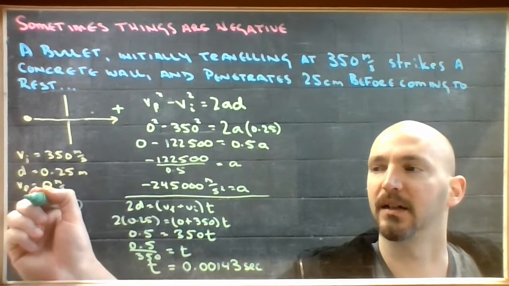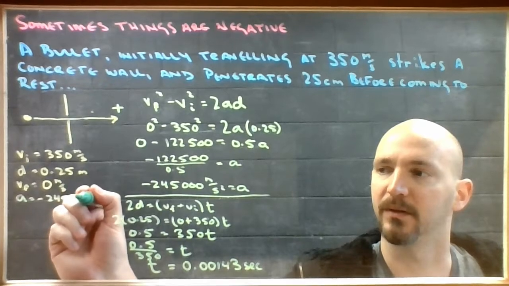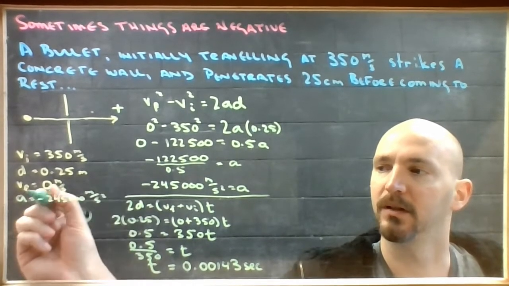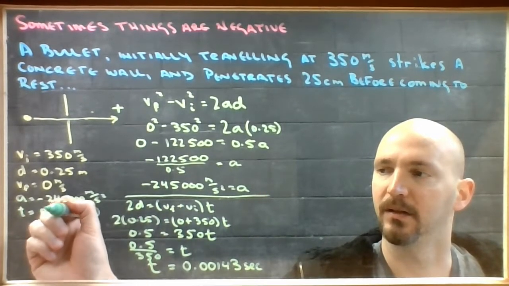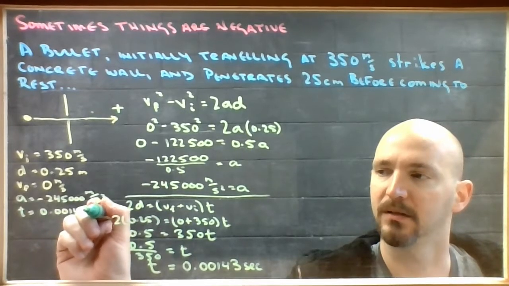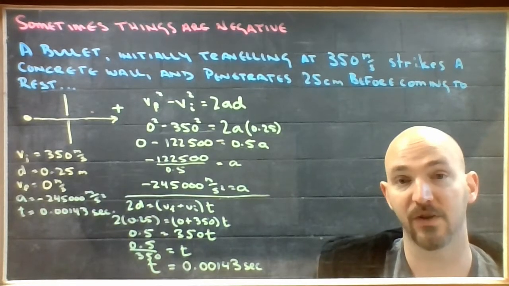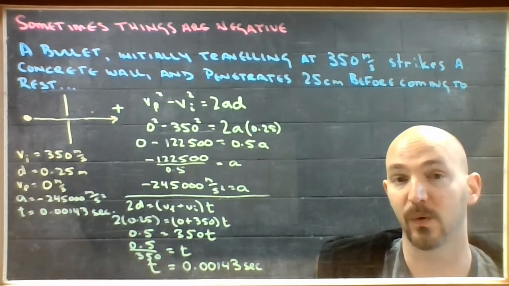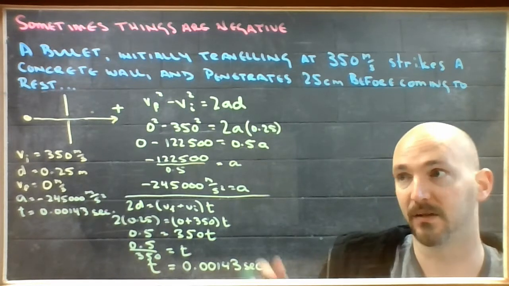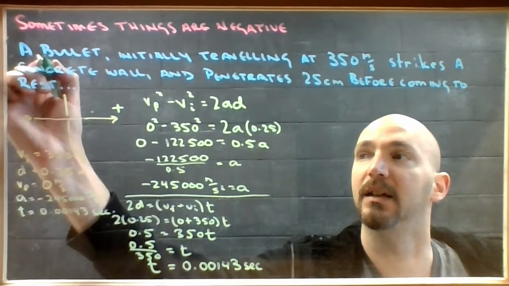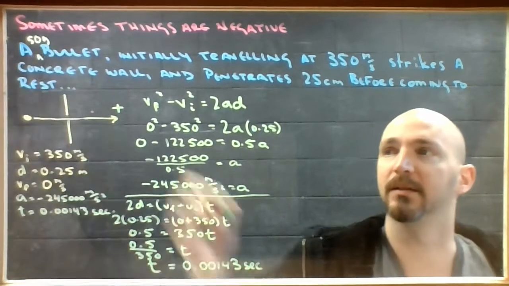So we've got our remaining kinematics variables solved: a is negative 245,000, and t is 0.00143 seconds. So we need to get the power output, the change in energy, and the force applied to this bullet. And I'm noticing that I've neglected to put in mass here, so let's put in there a 50-gram bullet.